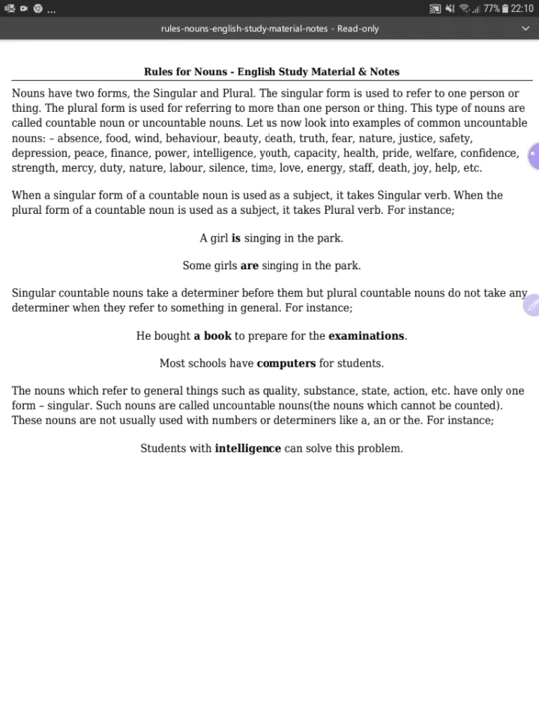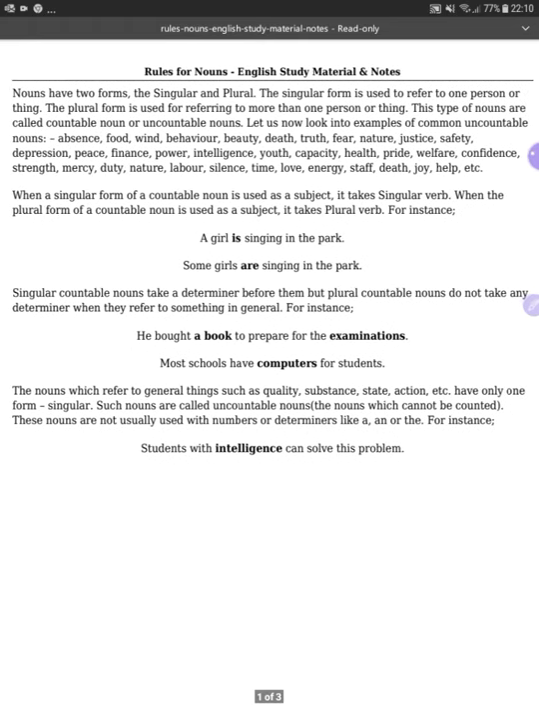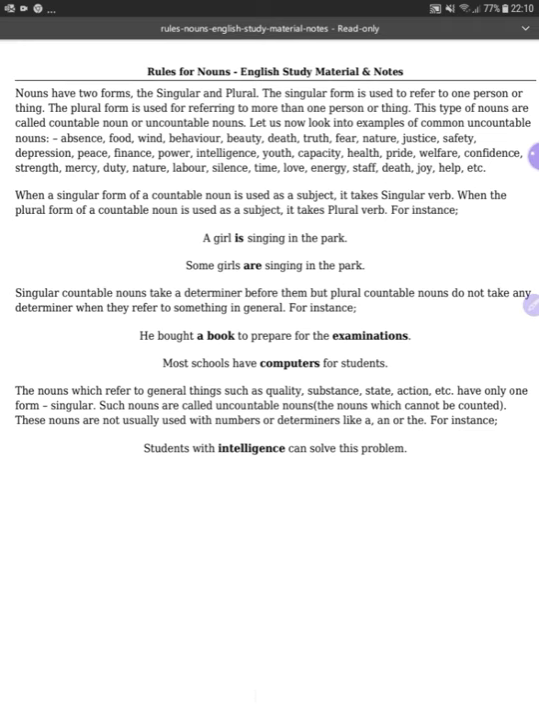So let us now look into the examples of common uncountable noun. Can you now give me some words which fall in the category of common uncountable noun? Yes, go ahead and you can try by yourself.